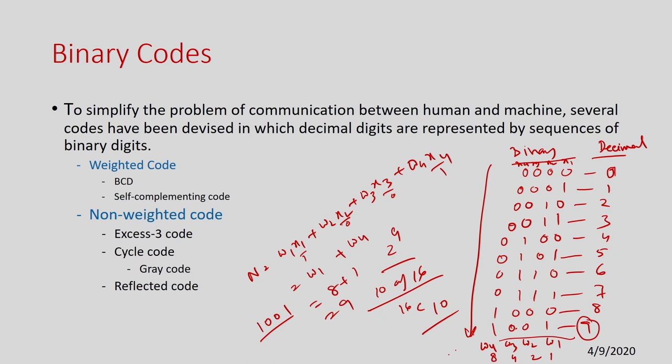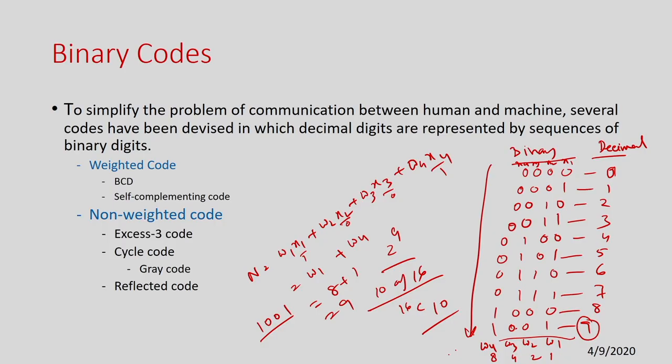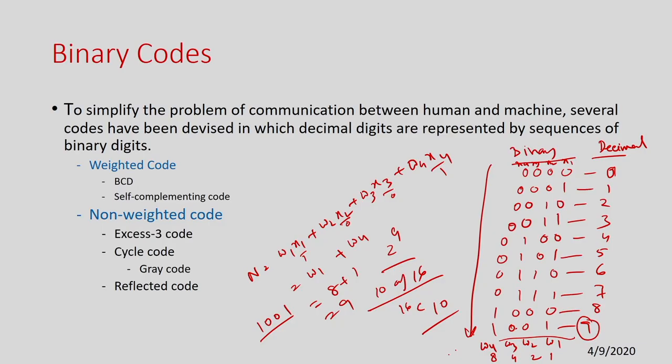But I can assign different weights. It is not necessary that I have to assign the weights 1, 2, 4, 8. I can assign other weights, and if I assign different weights, I will get a different code. So, 1, 0, 0, 1 may be something else. For example, suppose you take the weights 2, 4, 2, 1, and then you write 1, 0, 0, 1, then the value will be 2 plus 1, which is 3. So, 1, 0, 0, 1 will represent 3 in that particular code, if my weights are 2, 4, 2, 1. Various such weighted codes were developed where we considered different weights.